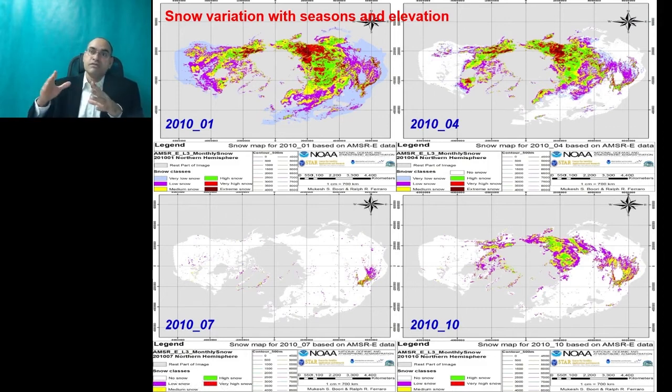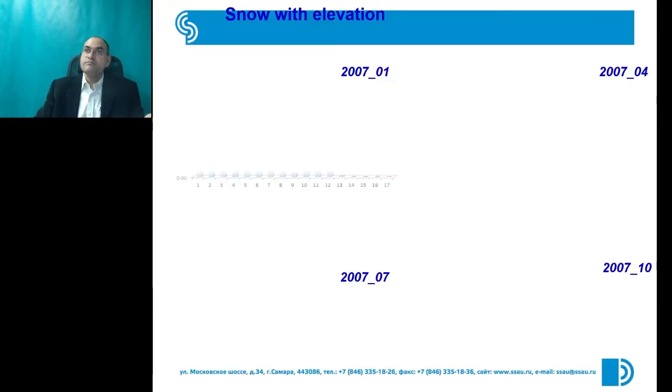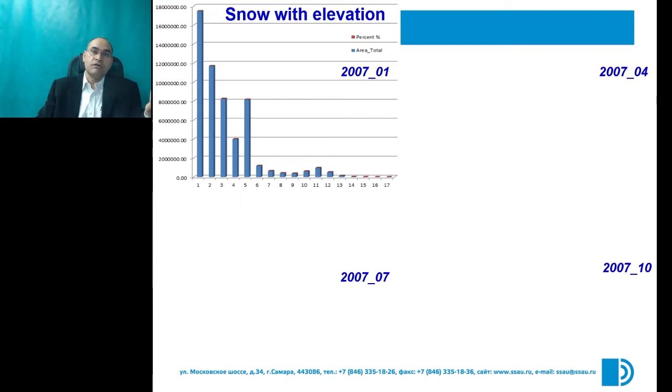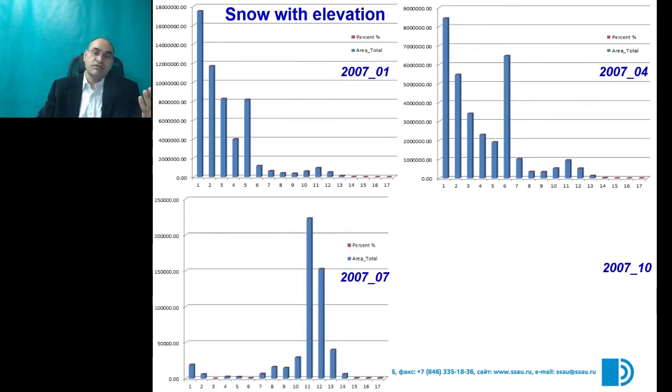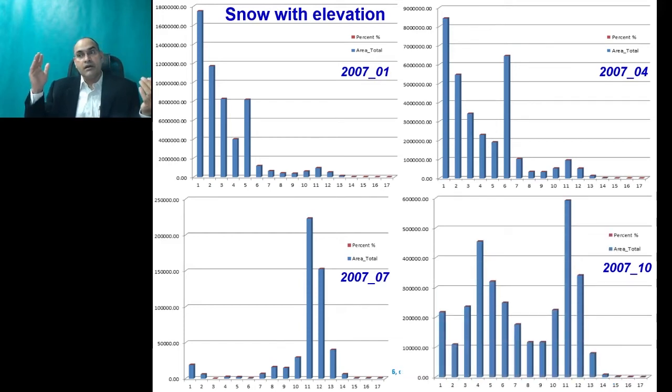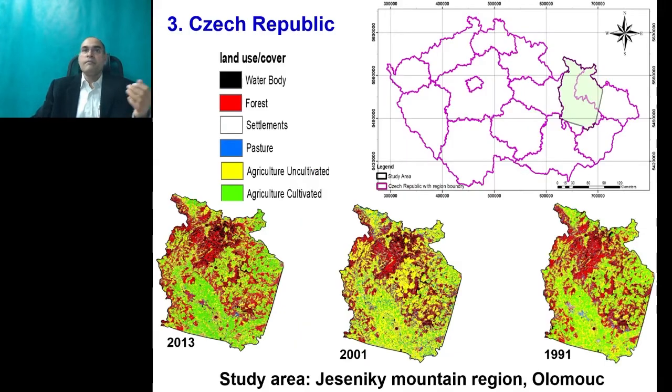So simply satellite data, but its type of snow as well as how much area is covered, that is the GIS. So maximum snow was below 5,000 meter elevation, and during April it goes upward. In July it's above 5,000 meter elevation, and then again in October it comes downward. So I completed the Russian, USA, and Brazilian study. Now it's the simple land use land cover map study in Czech Republic.